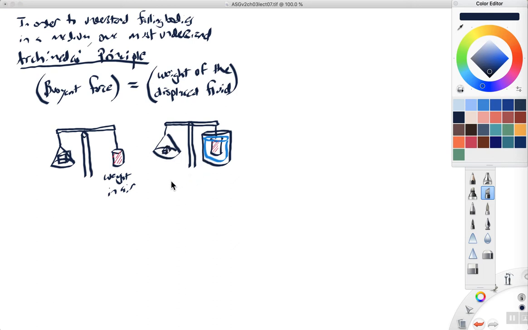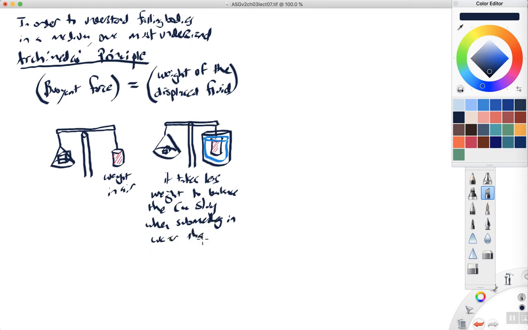So it takes less weight to balance the copper slug when submerged in water than when in air. And that's because this water is exerting a buoyant force, and Archimedes' principle says that we can actually calculate the buoyant force, the amount of weight reduction, by just the weight of whatever water this displaces.